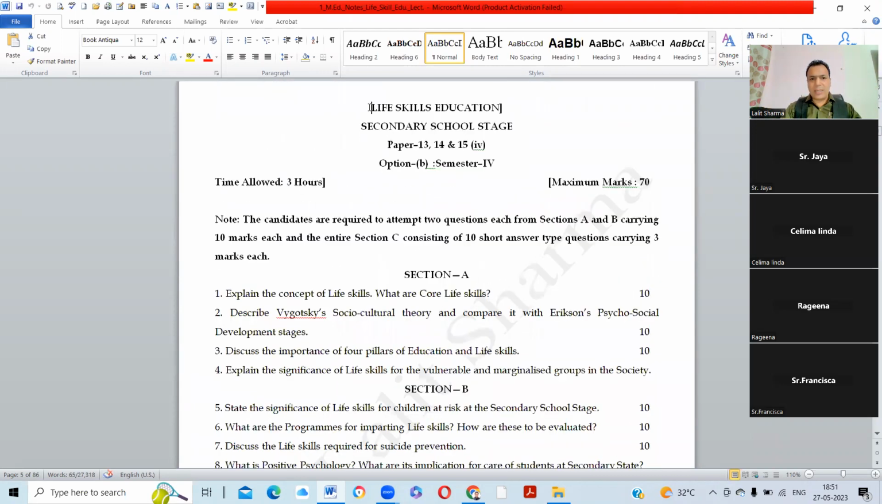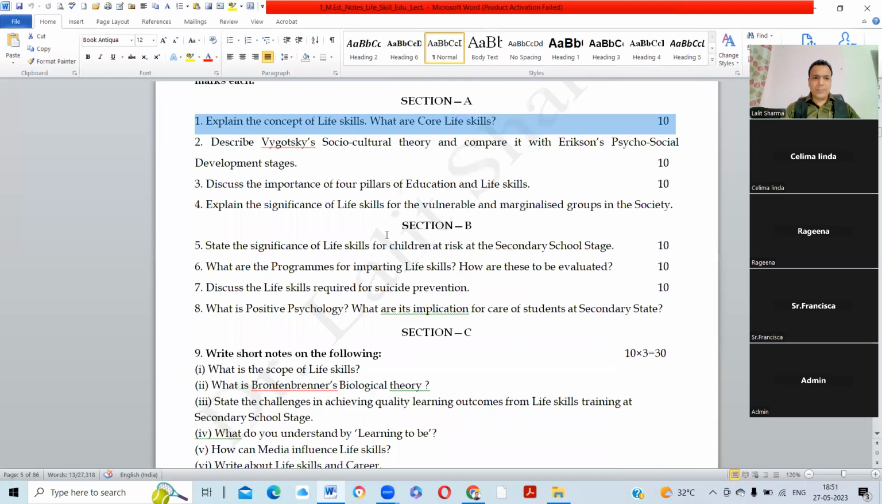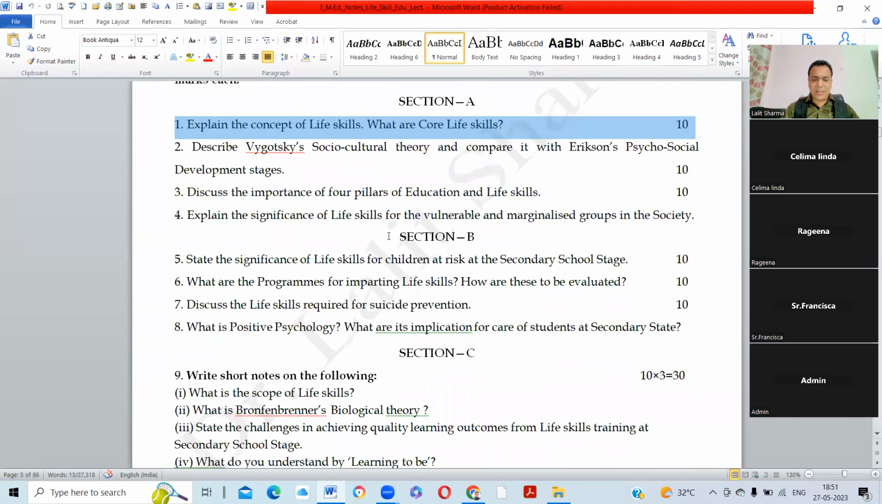So now you see the last year paper, life skill education. This is the last year paper. You can see that a question has come: Explain the concept of life skills. What are core skills? What are core life skills?